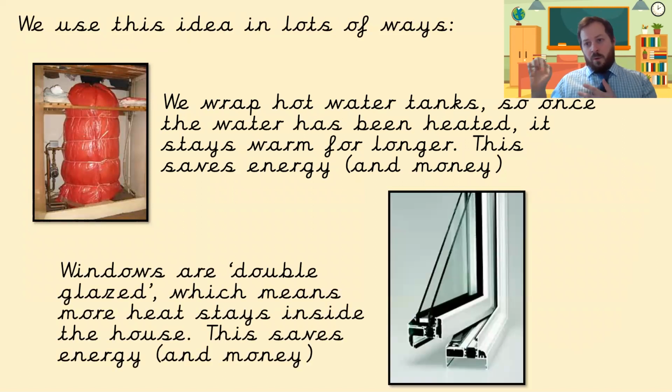Even our windows, double glazed windows, means you've got two bits of glass with an air gap in between. So when you're losing heat, you have to lose heat from the outside pane, then the air in between, and then the inside pane. So actually a lot less heat is lost, and this again saves energy because you don't have to keep heating your rooms.